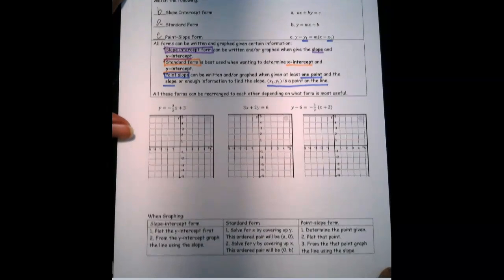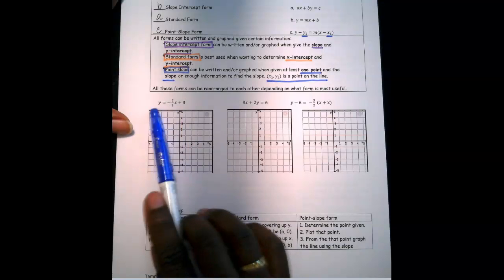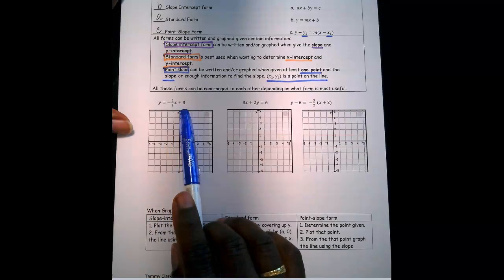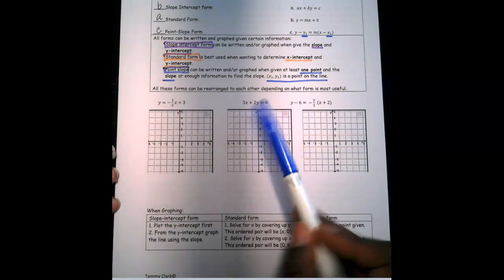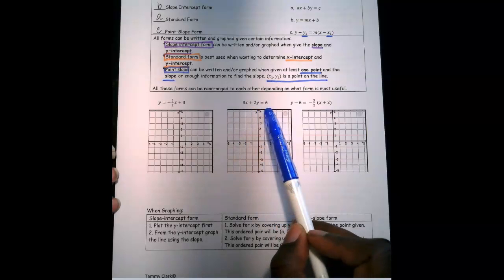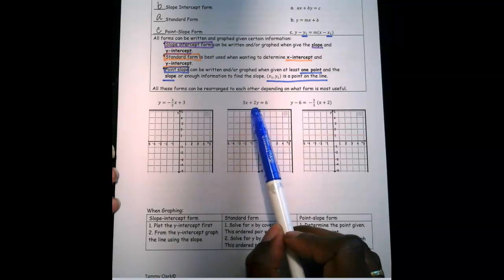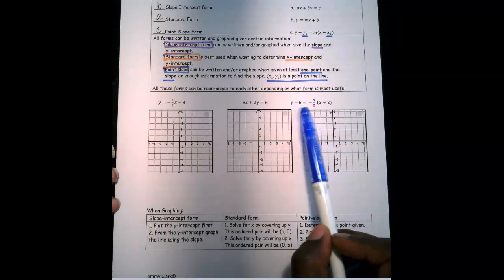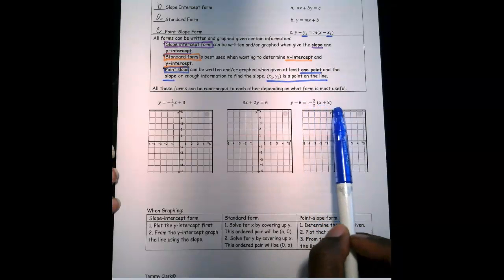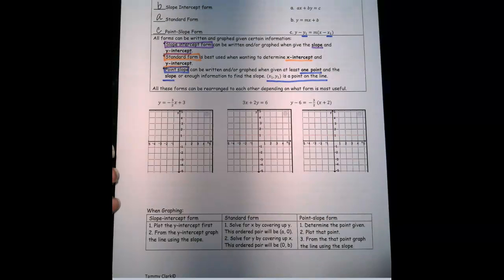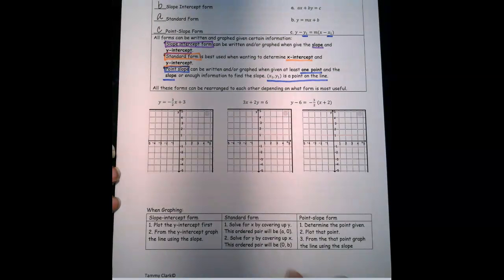Now I have three graphs here. Y equals negative 3/2 x plus 3. We know that form. That is slope-intercept form. Then we have 3x plus 2y equals 6. Now, this one is standard form. And then here we have y minus 6 is equal to negative 3/2 times x plus 2. And that is point slope form. Now, this got kind of shifted over, but that's okay, we can still use it.